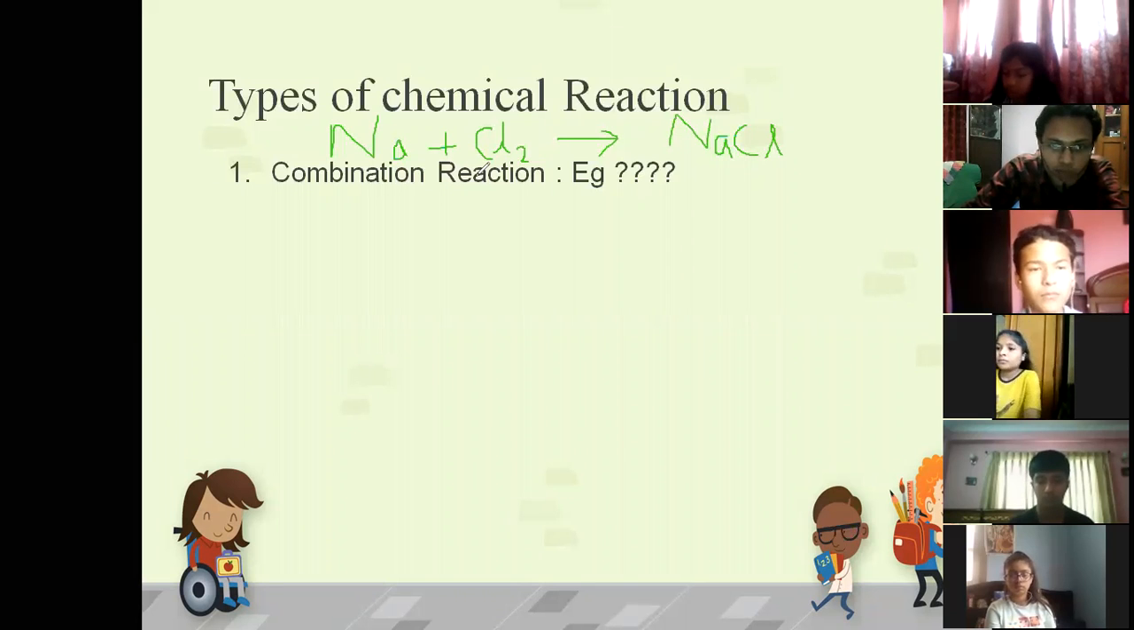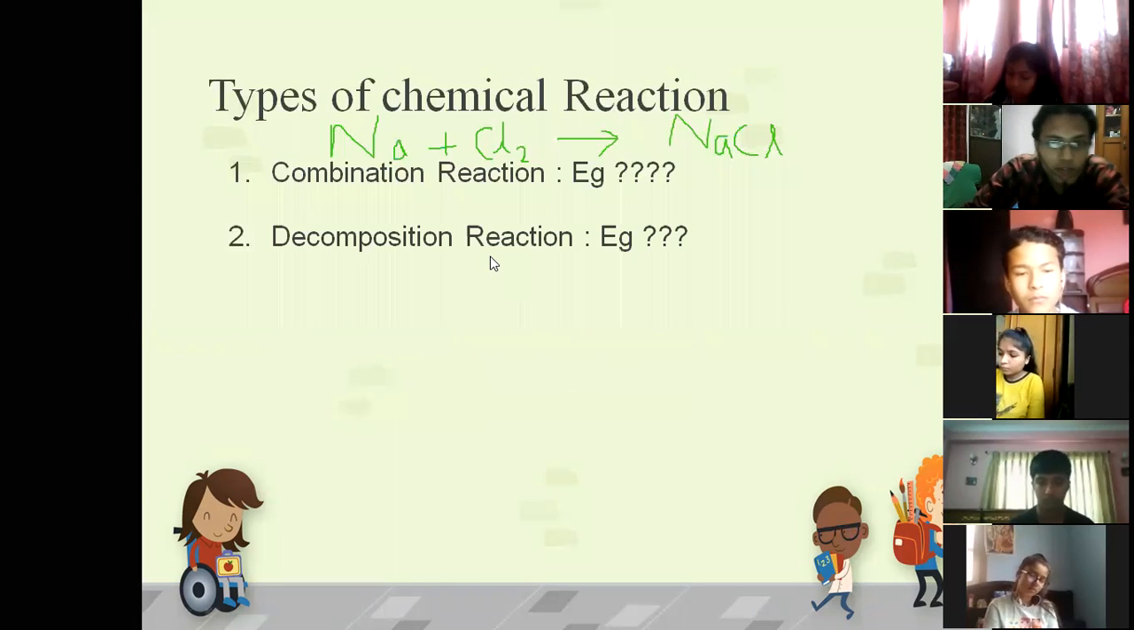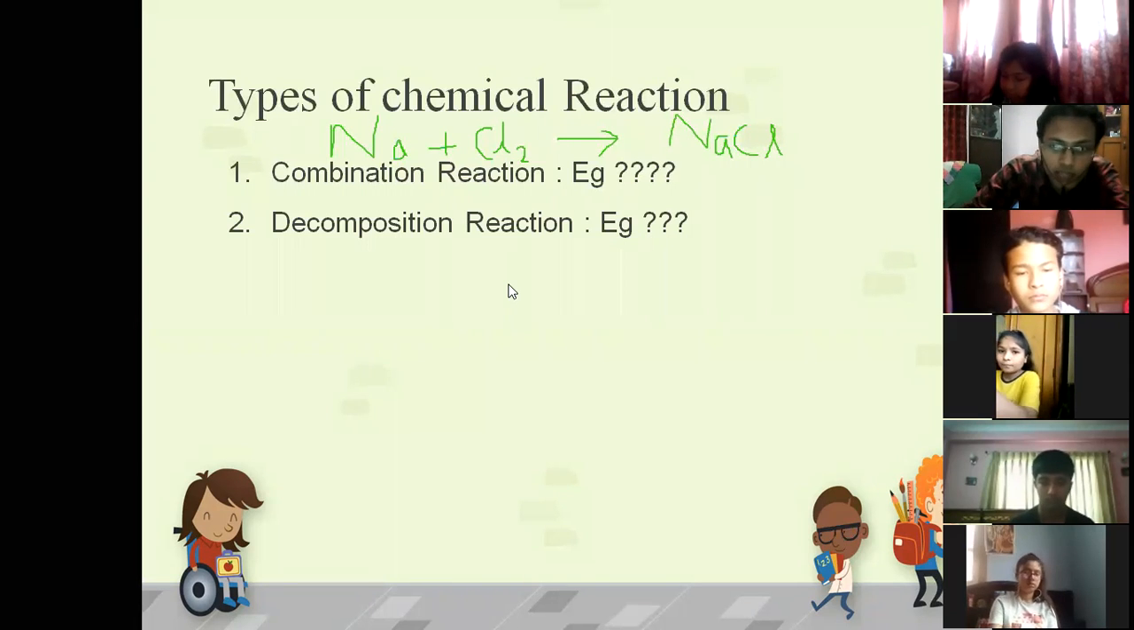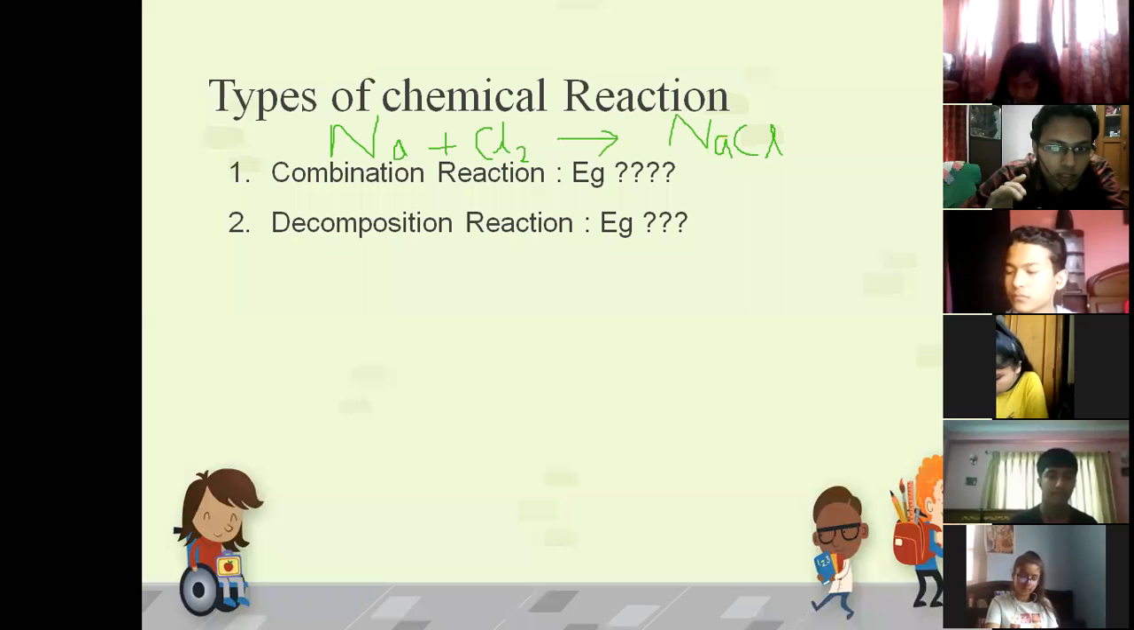Okay, now the second type of reaction. Let's move on to that. The second type of reaction is decomposition reaction. Now, if you look at the word there, decomposition, here also it's a very similar condition. Again, just try to get the literal meaning there. What is the literal meaning of decomposition?